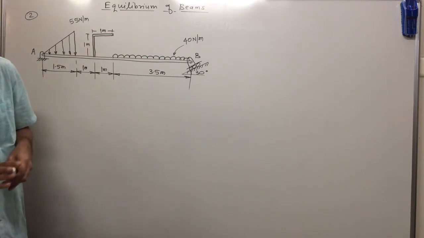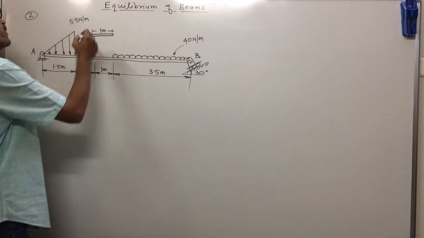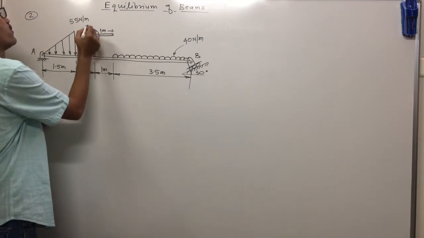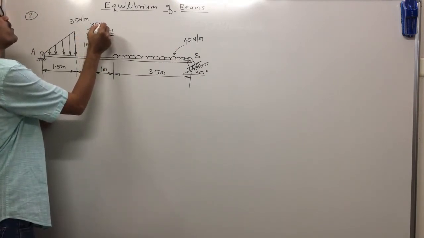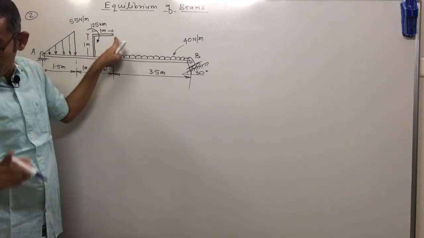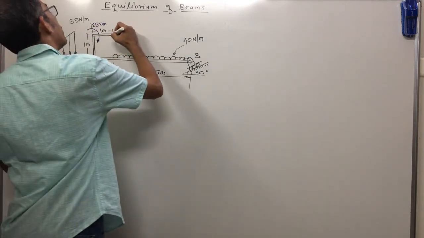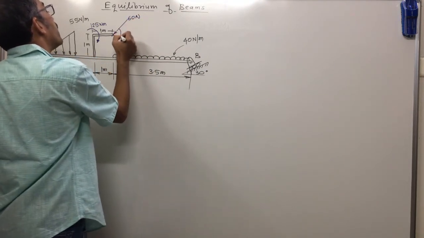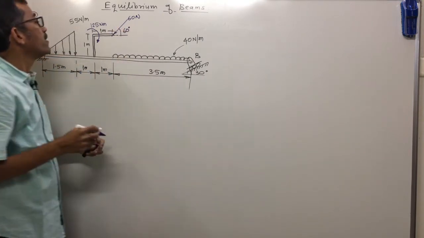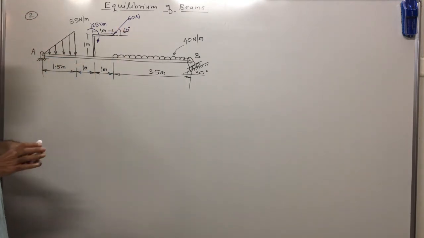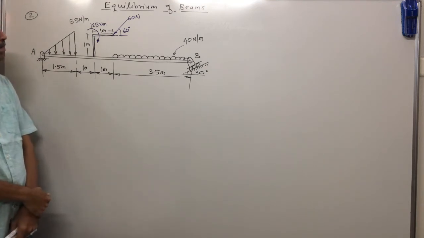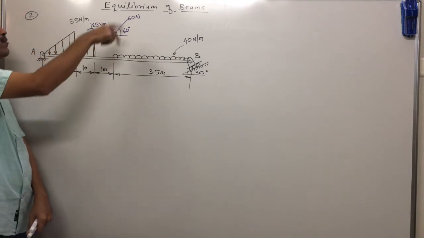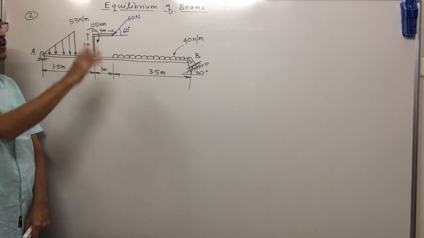Now there is one couple acting, clockwise. How much? 125 Newton meter. And at this end one force is acting, inclined at 60 degree, magnitude of force 60 Newton. That means while taking moments you must be very careful in this problem. Any forces missing, just check. No. One UVL, a couple, one point load, one UDL, and the roller is on an inclined plane.